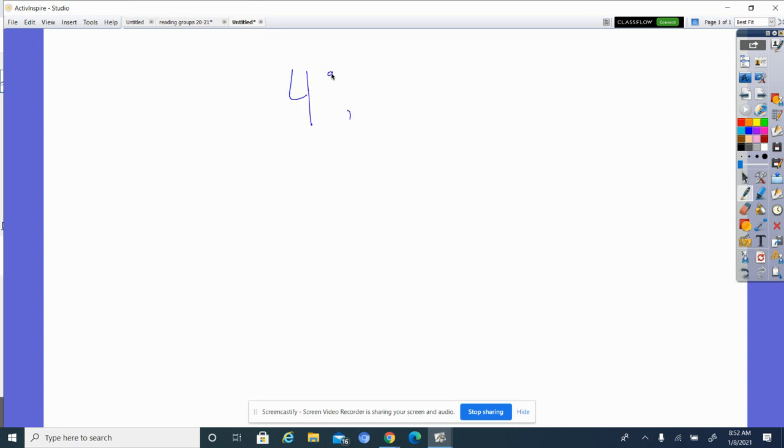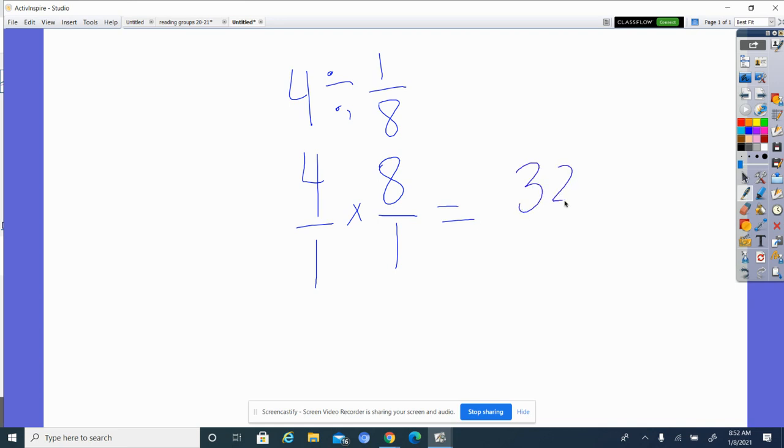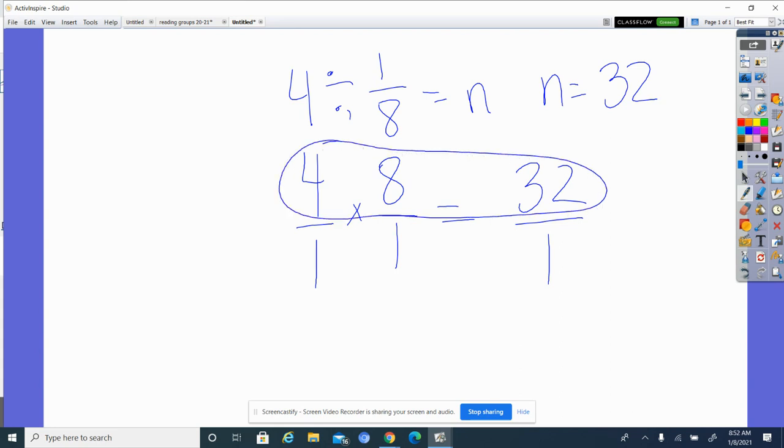So we have 4 divided by 1/8. Invert and multiply. What do we leave alone? 4. Which one do I invert? 1/8. What does it become? 8 over 1. Invert and multiply. What do you want? 4 over 1. Okay. 4 times 8 is? 32 over 1. So n equals 32. What's my related multiplication fact? 4 times 8 equals 32.